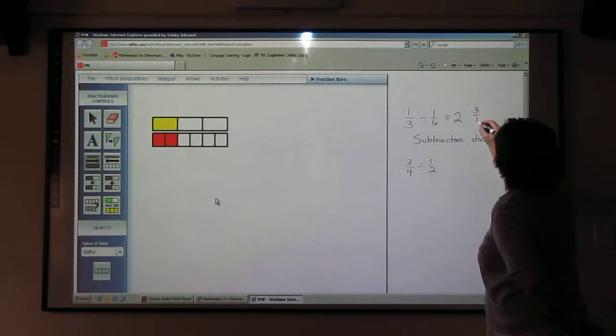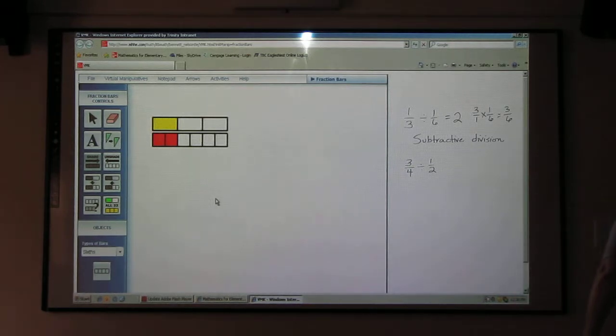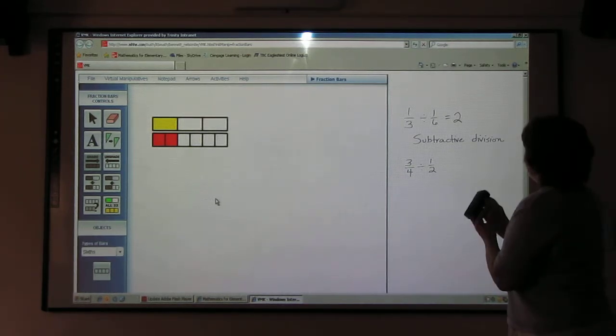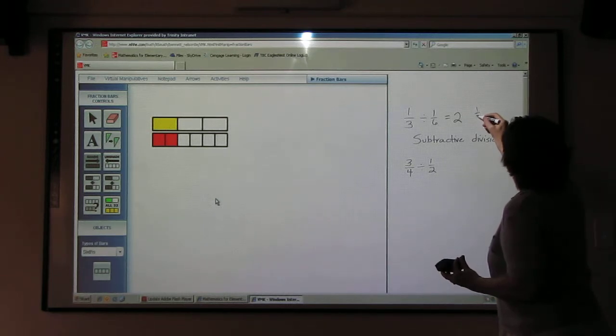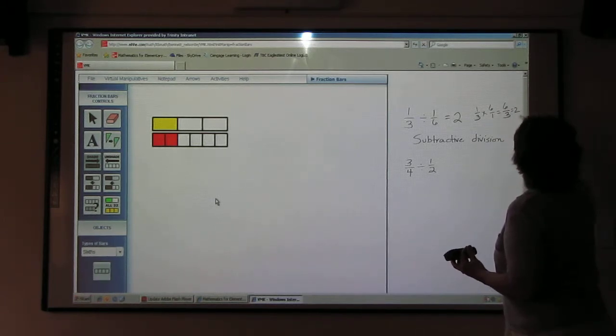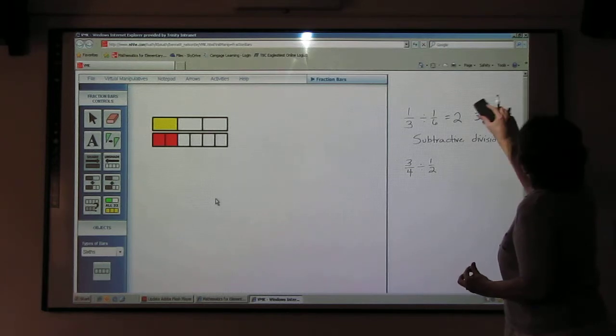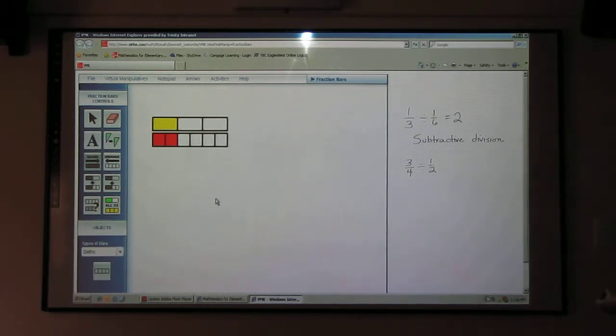If I flip the first one and multiply, I get 3/6. That doesn't equal 2. But if I flip the second one, 1/3 times 6/1, I get 6/3, which equals 2. So being able to picture that will help a child on a test if he forgets. I know I'm supposed to flip something, but I don't know exactly what I'm supposed to flip. All right? So subtractive problems are very nice as long as they come out even. Sometimes they don't, unfortunately.